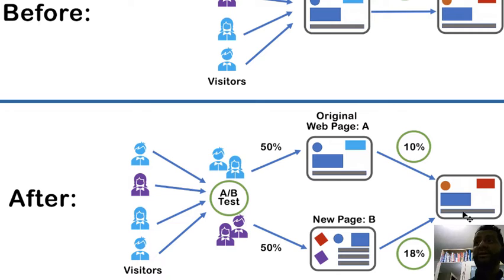So the important thing to remember here is the original page is page A and the new page is B, and in an A/B test they go head to head against each other with 50% of the traffic to see which page performs better.